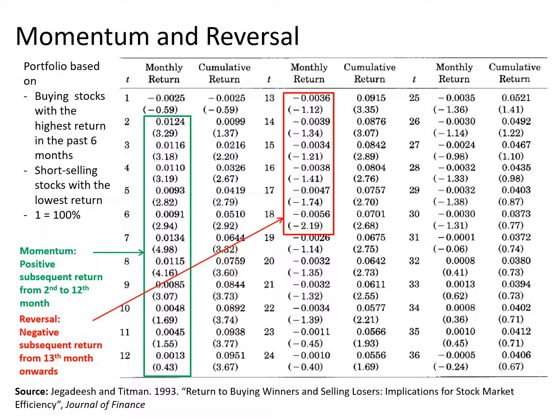So within a year, stocks that have been doing well tend to do well, and then afterwards, it starts to go back down, and there is no difference in the long run. So that's momentum and reversal.